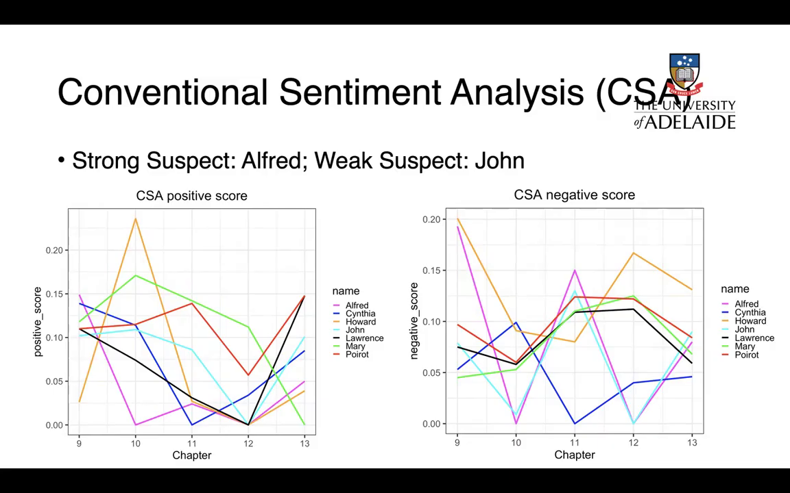We say that for Alfred, the negative score rises from chapter 12 to chapter 13, and its positive score only rises to a less degree. So we say Alfred is our strong suspect, and John is our weak suspect because his positive score rises to a larger degree.